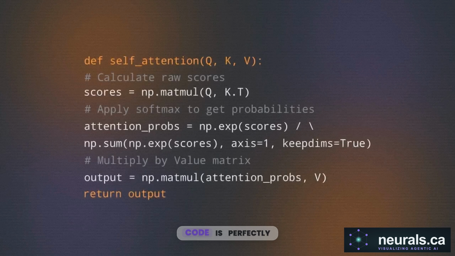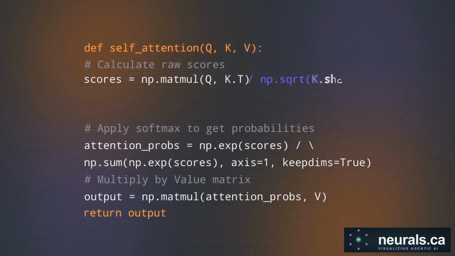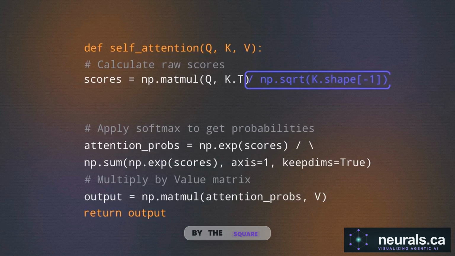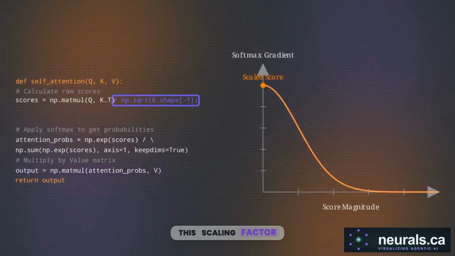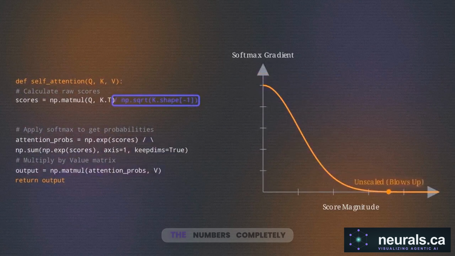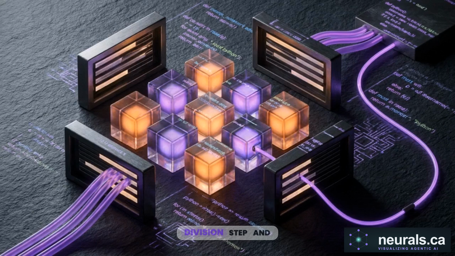The book's teaching code is perfectly clear, but it's missing one piece used in production. Before the softmax, you have to divide the scores by the square root of the key dimension. Without this scaling factor, large dot products will blow up the numbers, completely destroying the softmax gradients during training. Add that single division step, and you have the exact mathematical operation driving models like GPT, BERT, and Claude today.